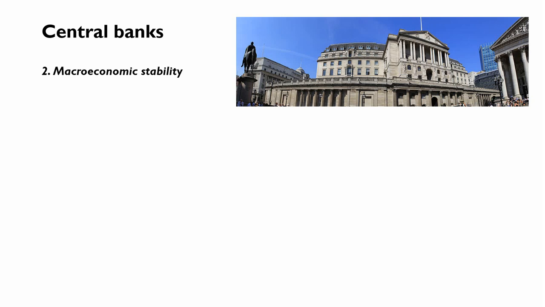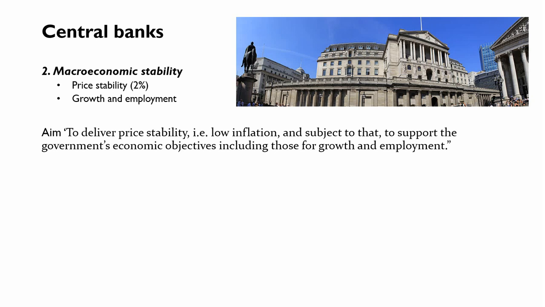Secondly, the Bank of England is responsible for macroeconomic stability. And as we've seen before, the main aim is price stability, that 2% inflation target. But subject to that, they're interested in supporting the government's economic aims of achieving high growth and low unemployment. In their words, they aim to deliver price stability, that is low inflation, and subject to that, to support the government's economic objectives, including those for growth and employment. The key thing to note here, guys, is that price stability is the most important aim of the Bank of England. And it's the Monetary Policy Committee that makes the decisions to achieve that aim.